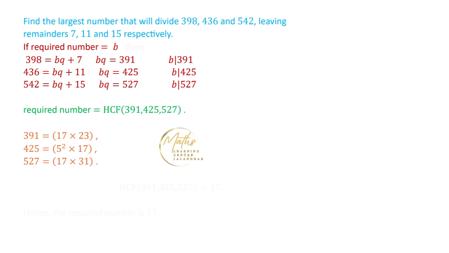So the HCF of these numbers, the common factor we have over here, is 17. This is 17 and 17. Except for this, there is no common factor over here. So we are saying that the HCF of these three numbers is equal to 17. Hence we are saying the required number is 17.